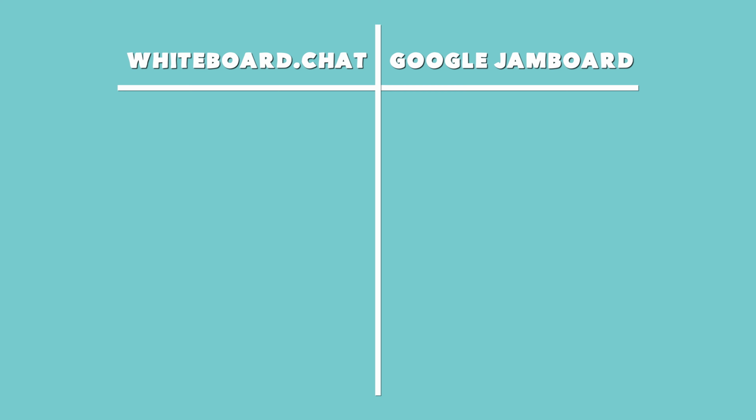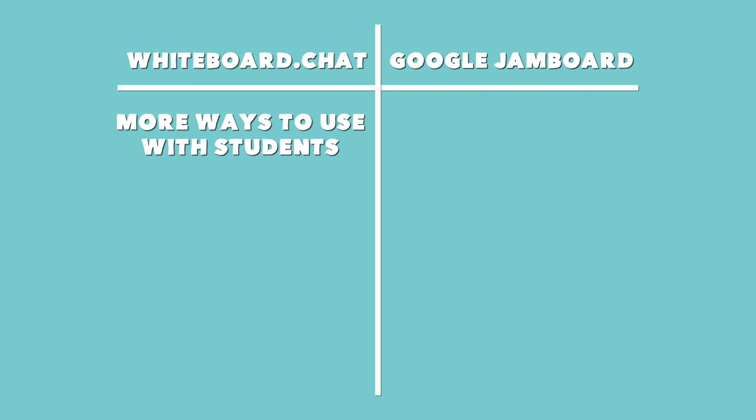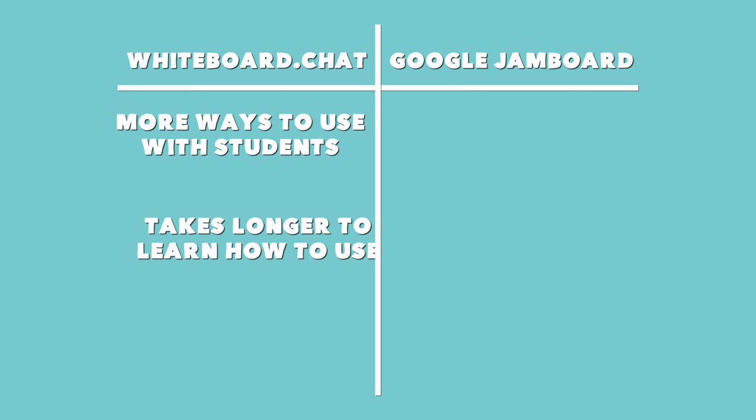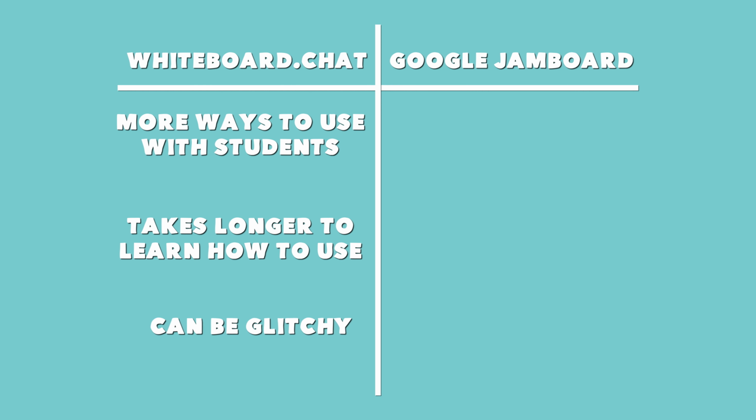So let's talk about Whiteboard.Chat for a second. Whiteboard.Chat has so many tools and features, which means there's a lot more uses for it and a lot of ways that you can use it to interact with your students and share content with them. The problem is, because there's so many tools and features, it's going to take a lot longer for you and your students to figure out how to use. I've also noticed, as I mentioned in the video, that Whiteboard.Chat can be a little glitchy at times. Sometimes it doesn't always refresh. So those are some things to keep in mind about Whiteboard.Chat.